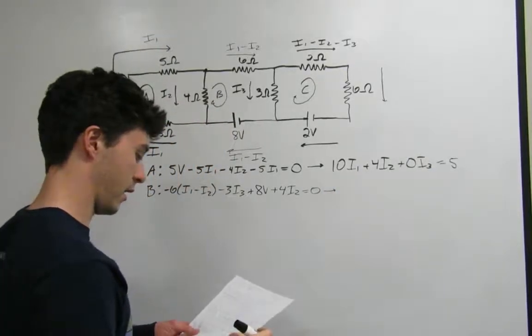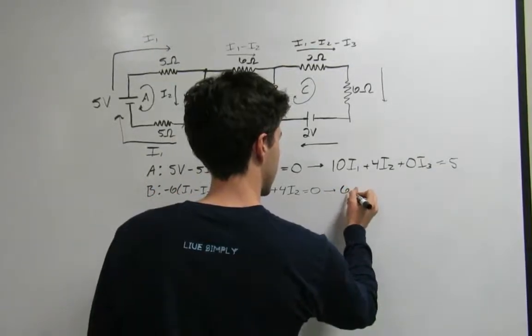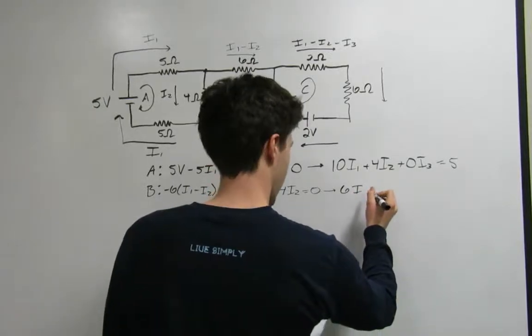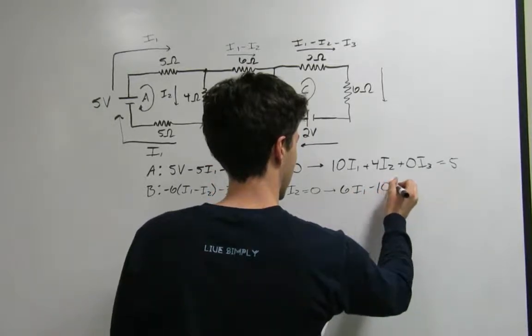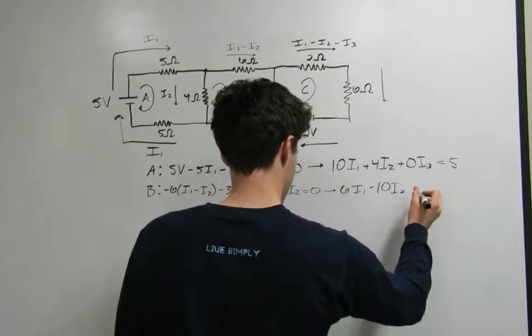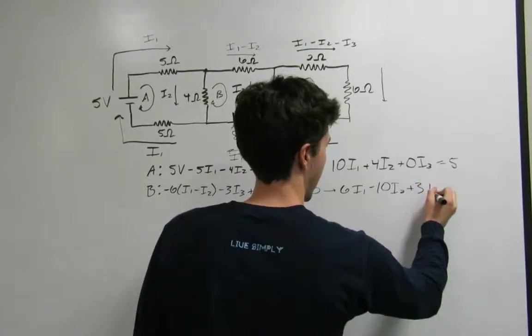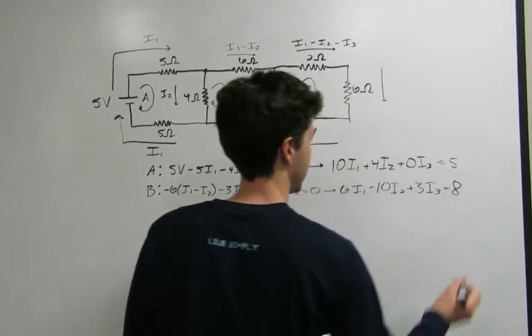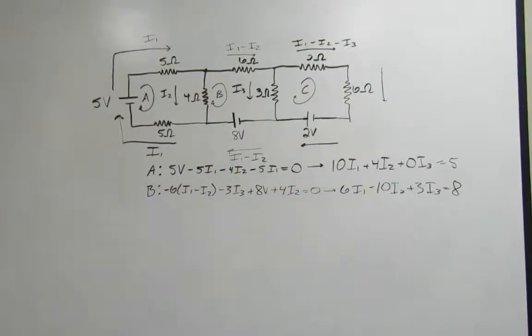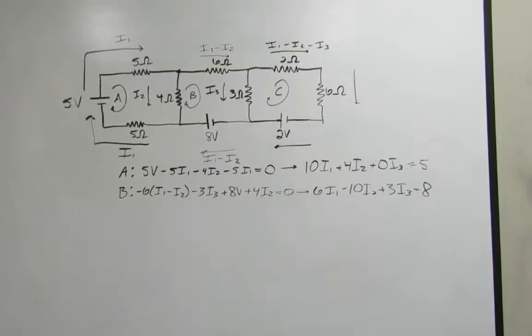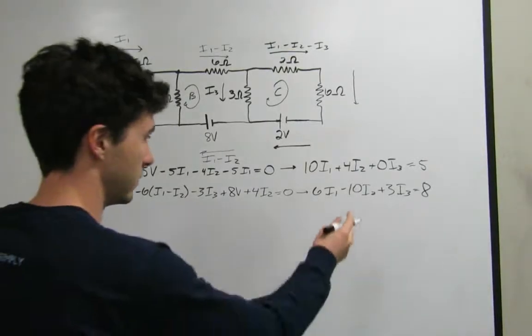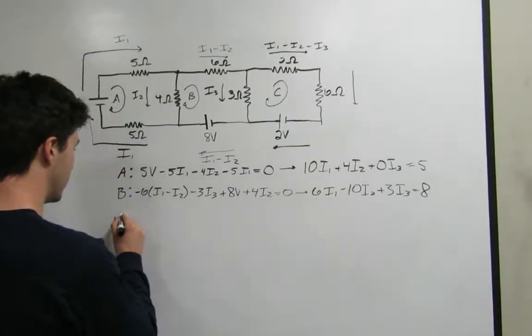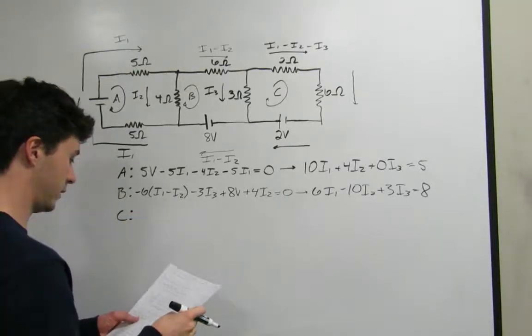Okay, and I went ahead and simplified it to 6 I1 minus 10 I2 plus 3 I3 equals 8. Hopefully you can see that in the camera. Okay, perfect. So it equals 8. We're going to do one more time for loop C.